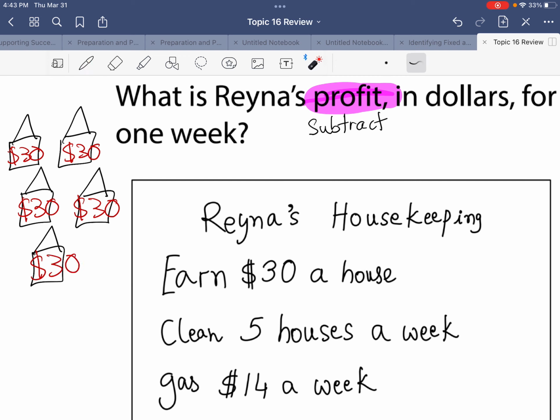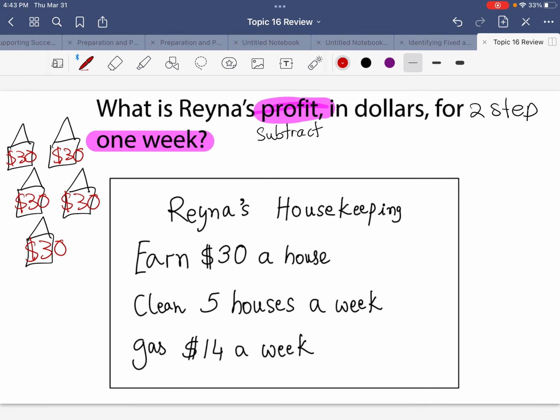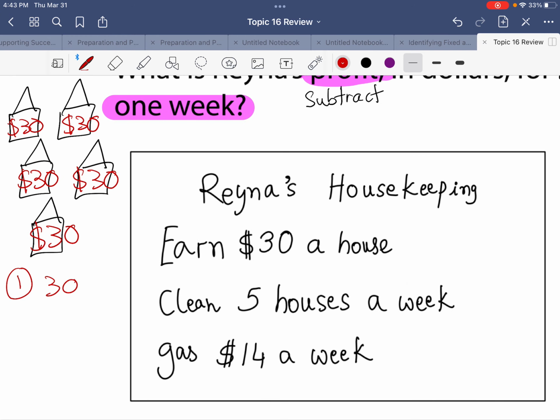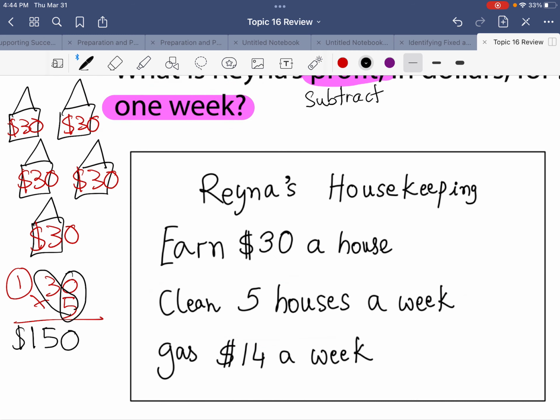Okay? To figure out the total amount that she would get in 1 week for all of those houses, I can add all of those 30s. Okay? But we're in 4th grade, so we should multiply. So my first step is I'm going to multiply 30 times 5. Okay? This is way faster than adding all these 30s. 0 times 5 is 0. 5 times 3 is 15. This means that for 5 houses, if she cleans 5 houses in 1 week, she gets $150 that week.